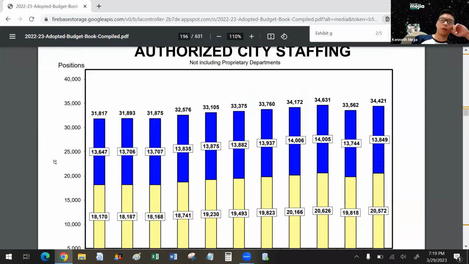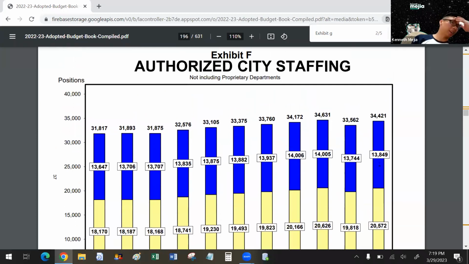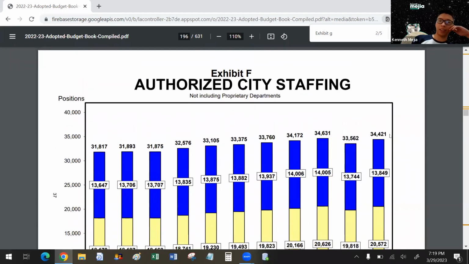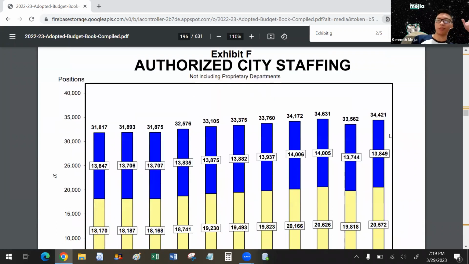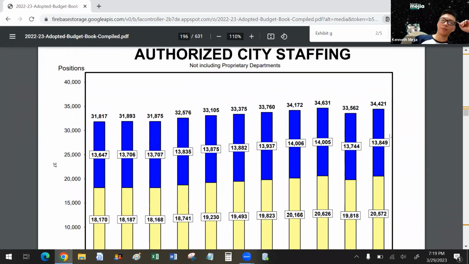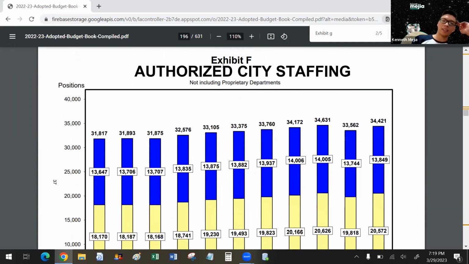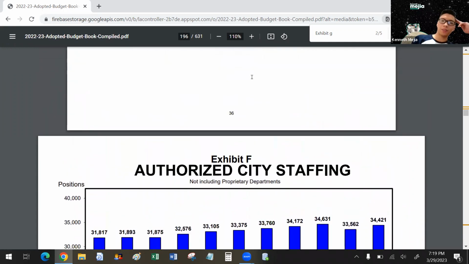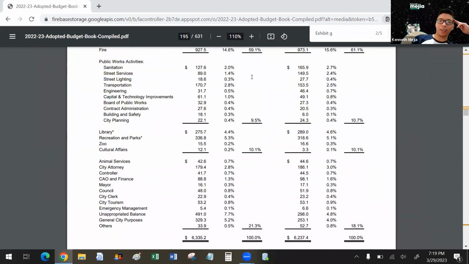And right now, the city of LA is having a tough time filling positions, and there's a 20% vacancy across the board, especially across many departments. So it's very difficult. But just wanted to show you that this is here in the budget. I'm working myself up here.